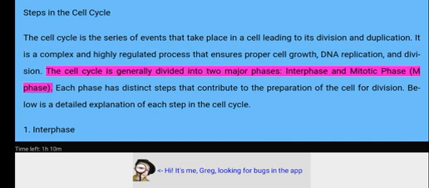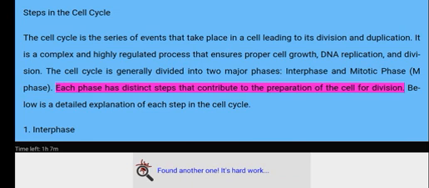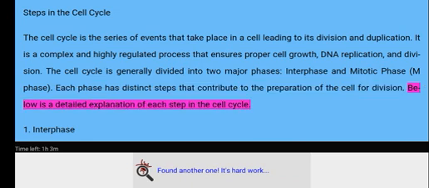The cell cycle is generally divided into two major phases, interphase and mitotic phase, M phase. Each phase has distinct steps that contribute to the preparation of a cell for division. Below is a detailed explanation of each step in the cell cycle.